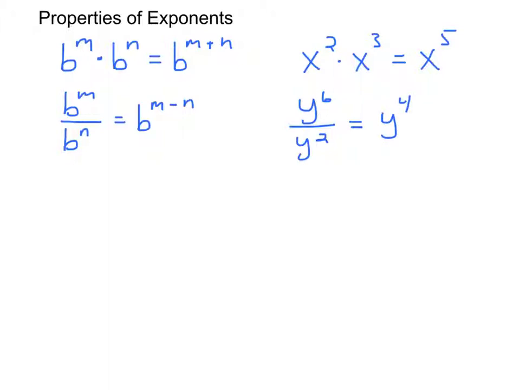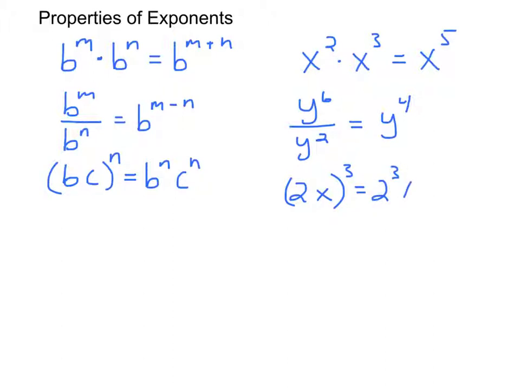The next property is if you had b times c as a quantity inside parentheses to the nth power, that's the same as having b to the n times c to the n. So, for example, let's say you had 2x in parentheses, and the whole thing was raised to the third power. That would be the same as having 2 to the third power times x to the third power. And 2 to the third power is 8, so you'd want to take that all the way out to 8x cubed.